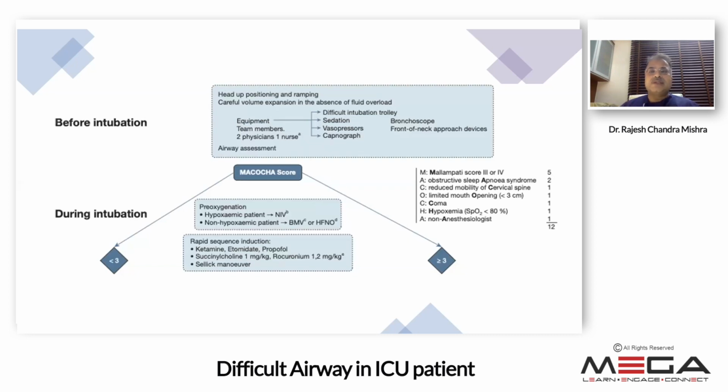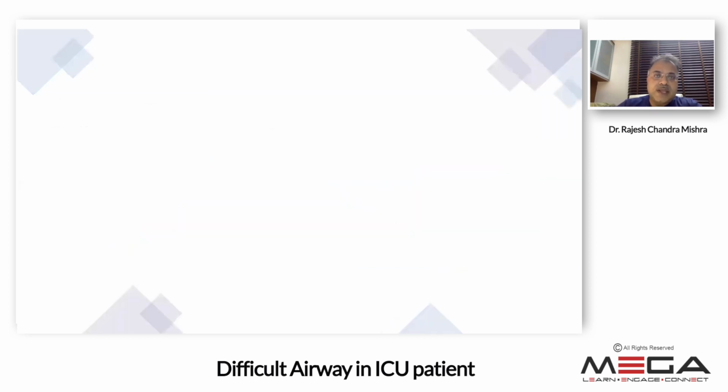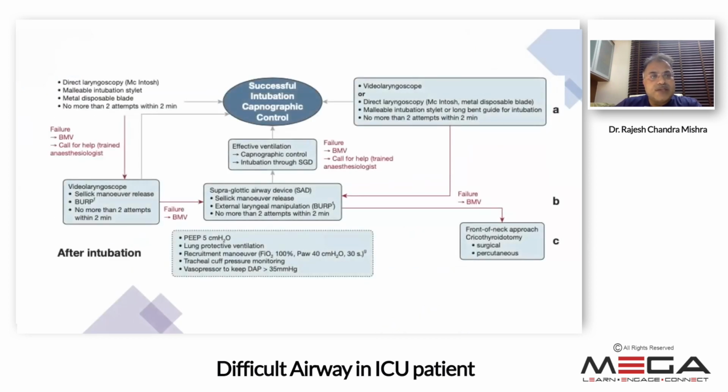And during this time, while you are preparing yourself, you keep on oxygenating, hydrate them well, induce them, and monitor them well. Everything should be ready. If the score is less than 3, direct laryngoscopy is good with the help of a stylet or malleable tube. If the score is more than 3, video laryngoscopy is a good option.